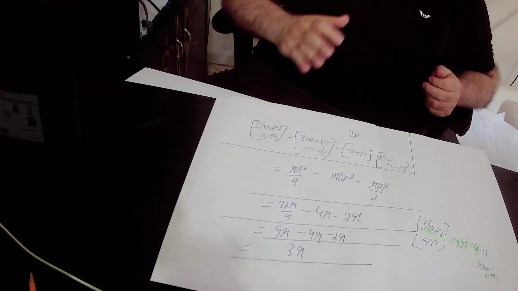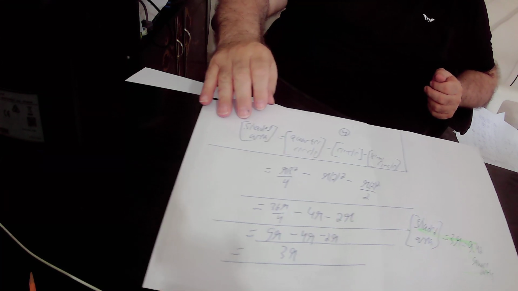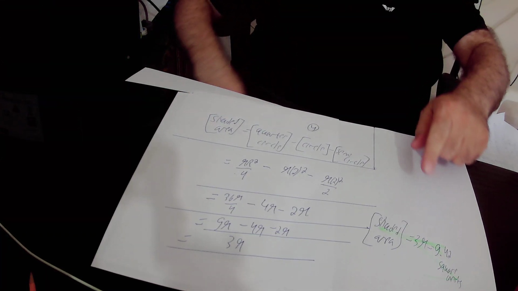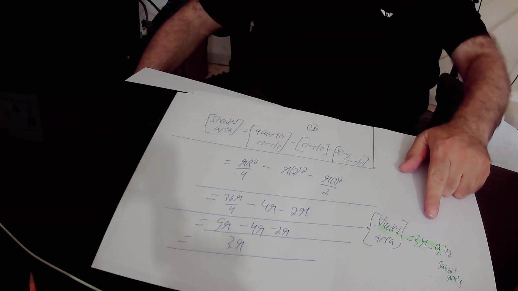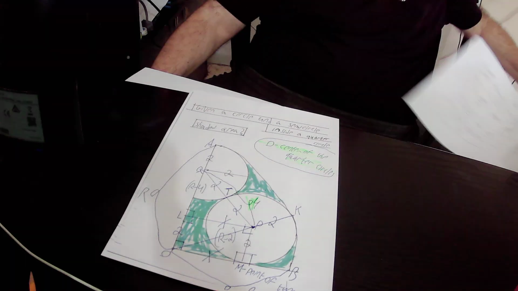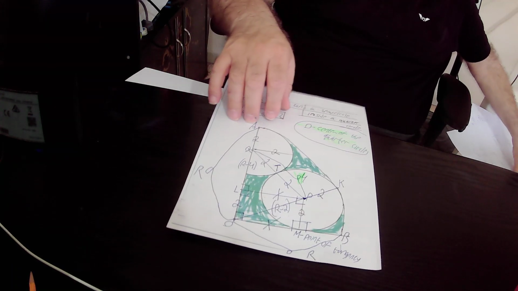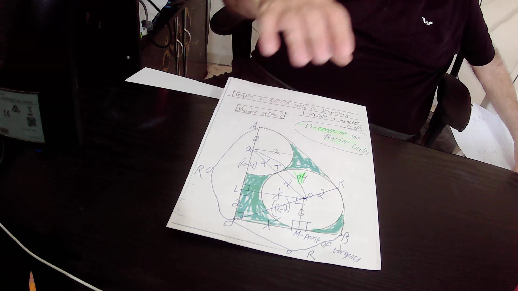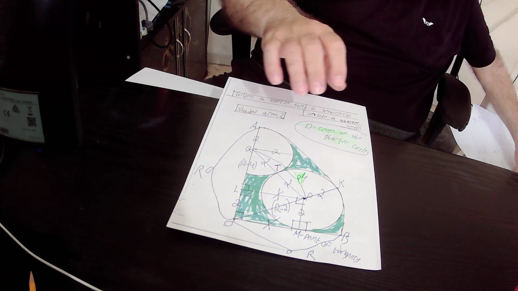So in conclusion, we found out that the value of the shaded area equals either 3 pi square units, or in terms of numbers, it equals 9.42 square units. I'll repeat again. The value of this shaded area equals either 3 pi square units, or in terms of numbers, it is equal to 9.42 square units.